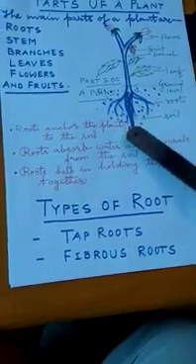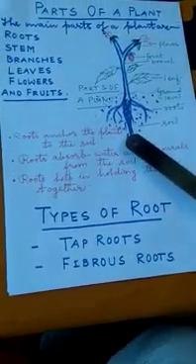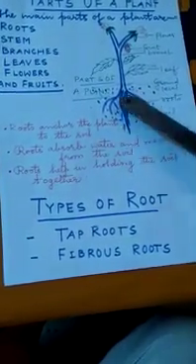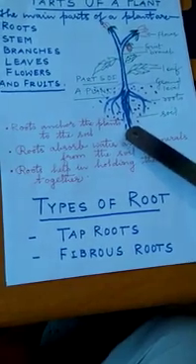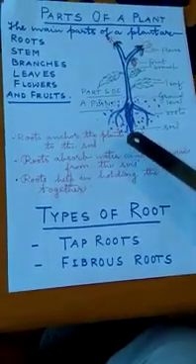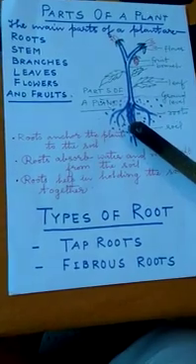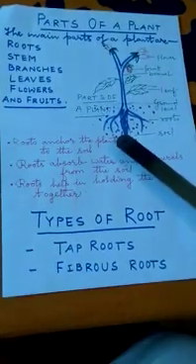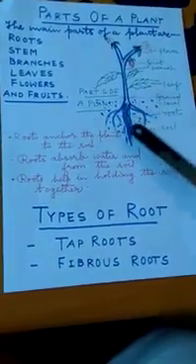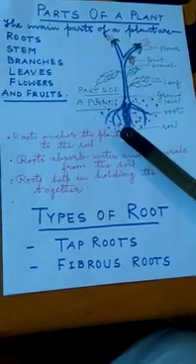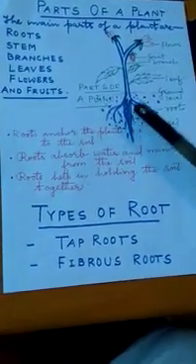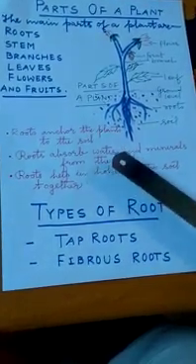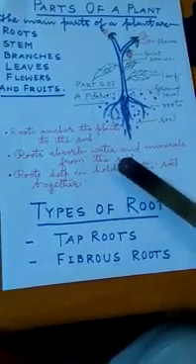So the first function of the root means that roots fix the plant firmly to the soil. This prevents the plant from being pulled out easily or blown away by the wind. So root anchors the plant. Root fixes the plant. It gives support to the plant.